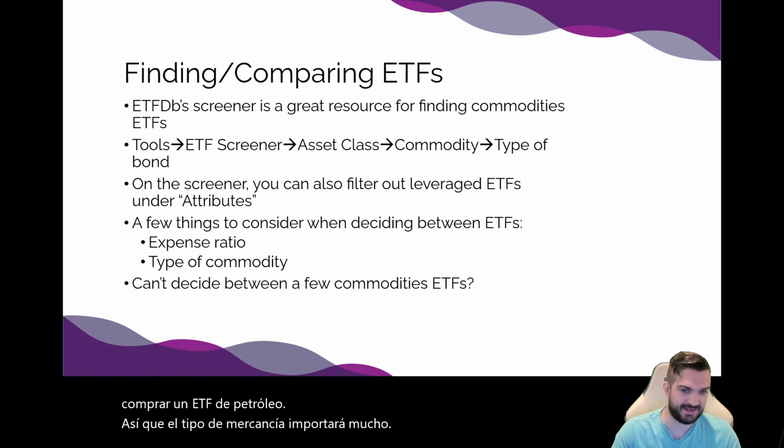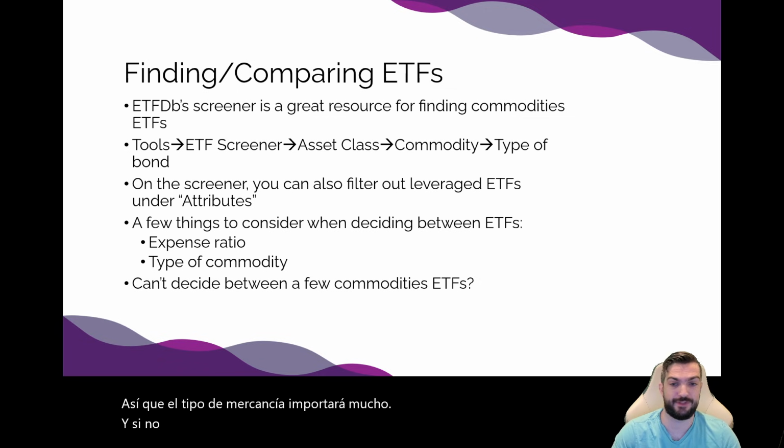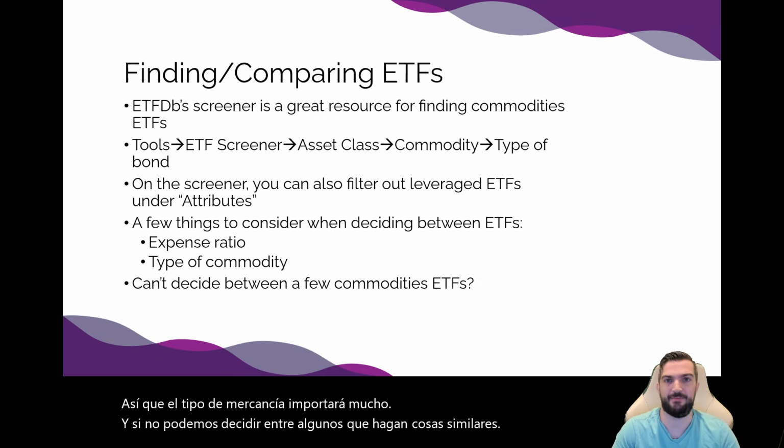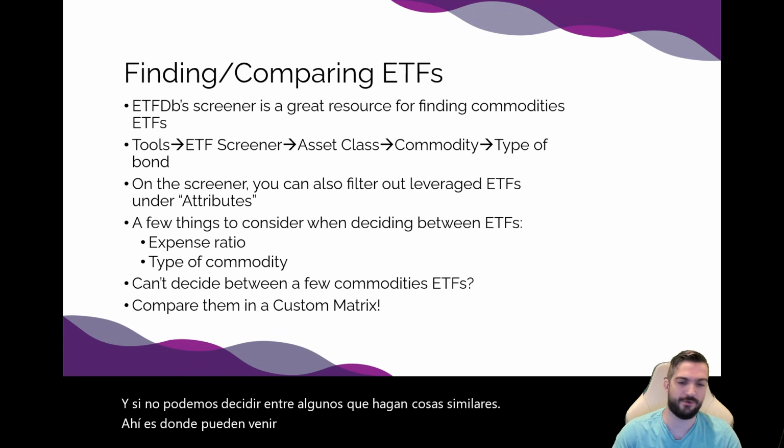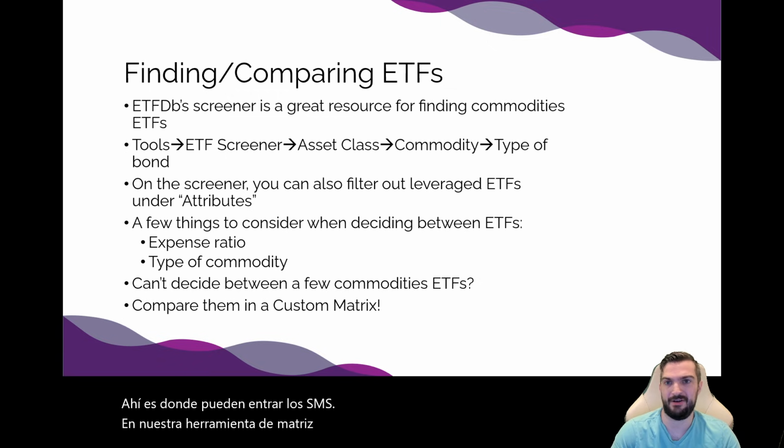So the type of commodity will matter a lot. And if we can't decide between a few that do similar things, that's where SMS can come in. Over on our custom matrix tool, you have the ability to go in there and compare different ETFs through their current prices using relative strength.